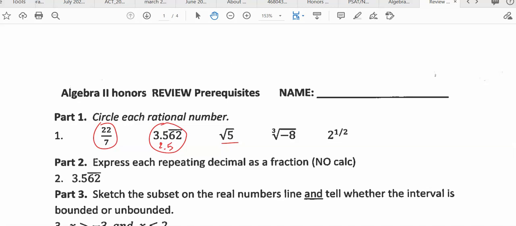However, this one is equal to -2. You know, you can take an odd root of a negative number and still get an answer. So that's nice and rational. So I would circle that answer.